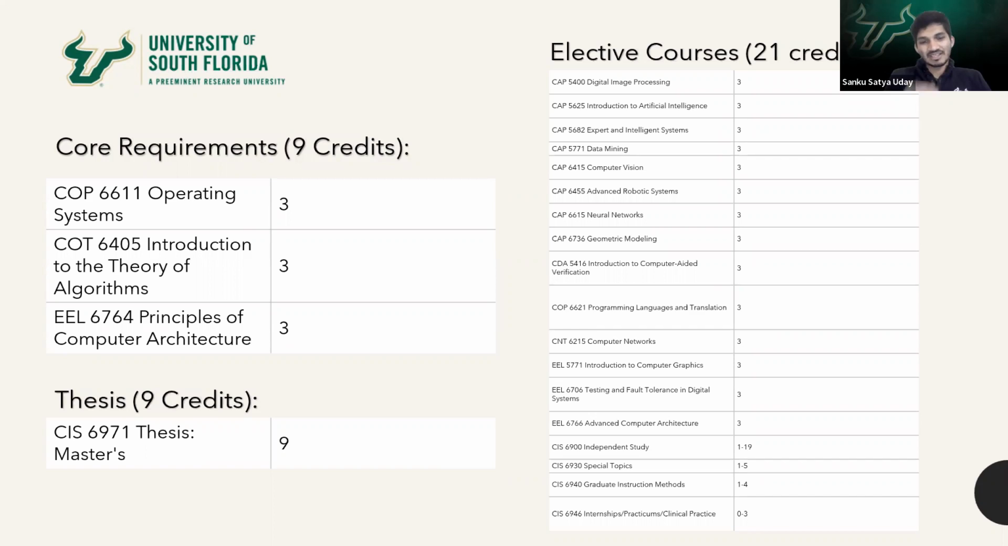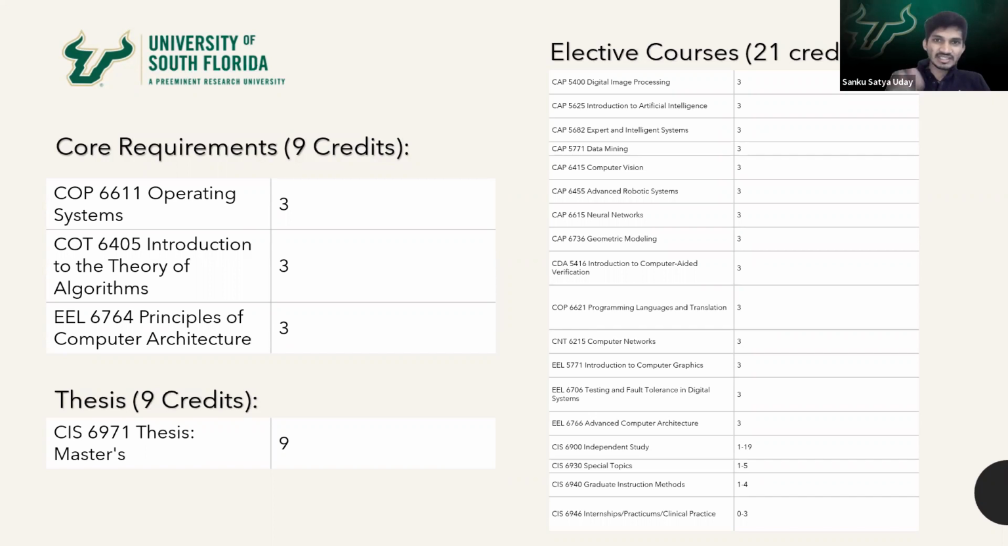Coming to the grading criteria, it differs from university to university. At my university, in these three core subjects, I need to get 80% plus in order to pass. 80% plus is nothing but a B grade. If we do not get a B grade in these subjects, we have to retake the subject in the next semester.